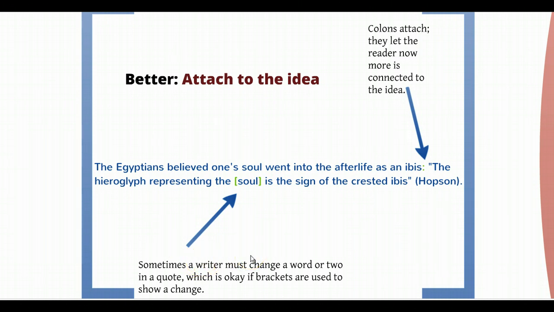Sometimes we must change a word or two in a quote, which is okay if brackets are used to show a change. So by having these brackets here, I'm telling my reader that I have changed the actual wording of this quote to fit my purposes. And when we're talking about the novel, if you want to blend in something about a character, and the character's name might not fit, but the pronoun he would, you can put in a bracket around the character's name and say he. As long as it's one or two words, that's okay.